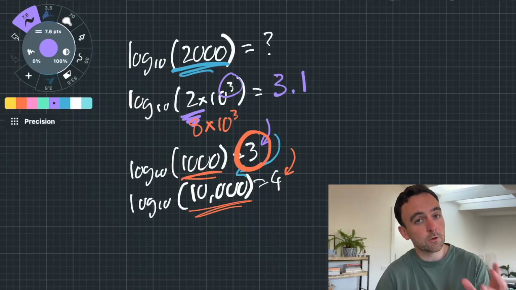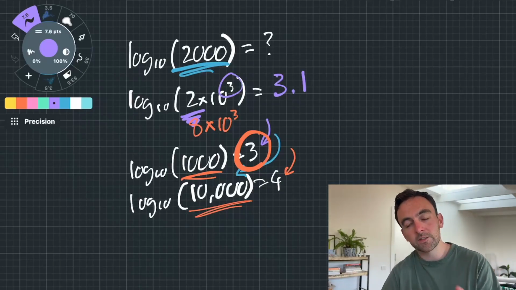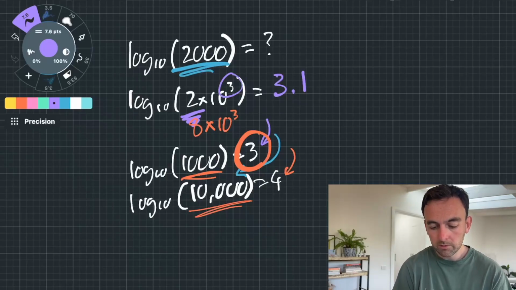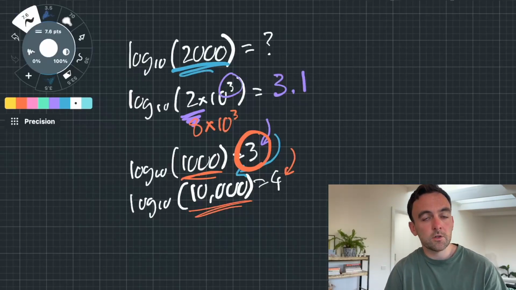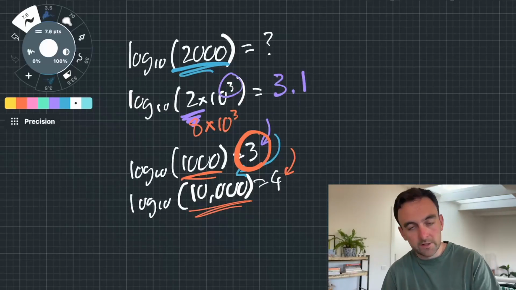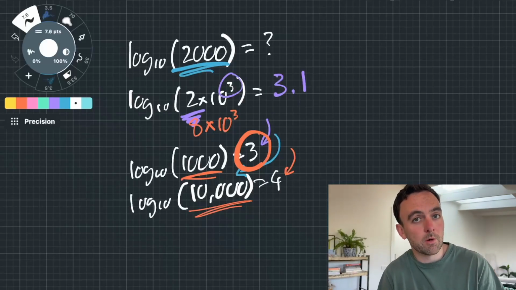But the good thing is in the GAMSAT, it doesn't particularly matter what you round it to, as long as you're consistent and you know that you've estimated a number. So what they're really testing to see is, do you know how to estimate a log rather than say that this is equal to 6, which is probably quite a common mistake.